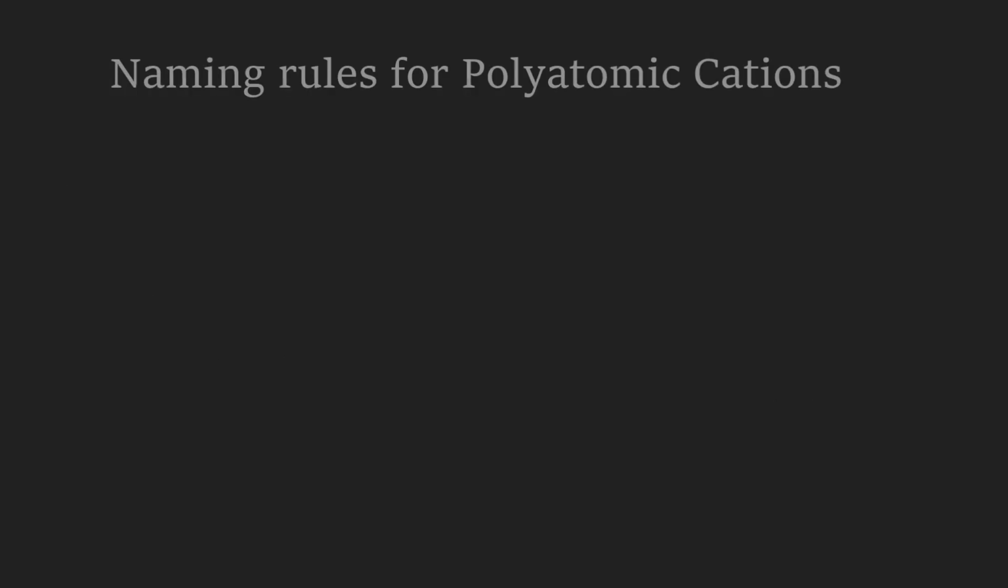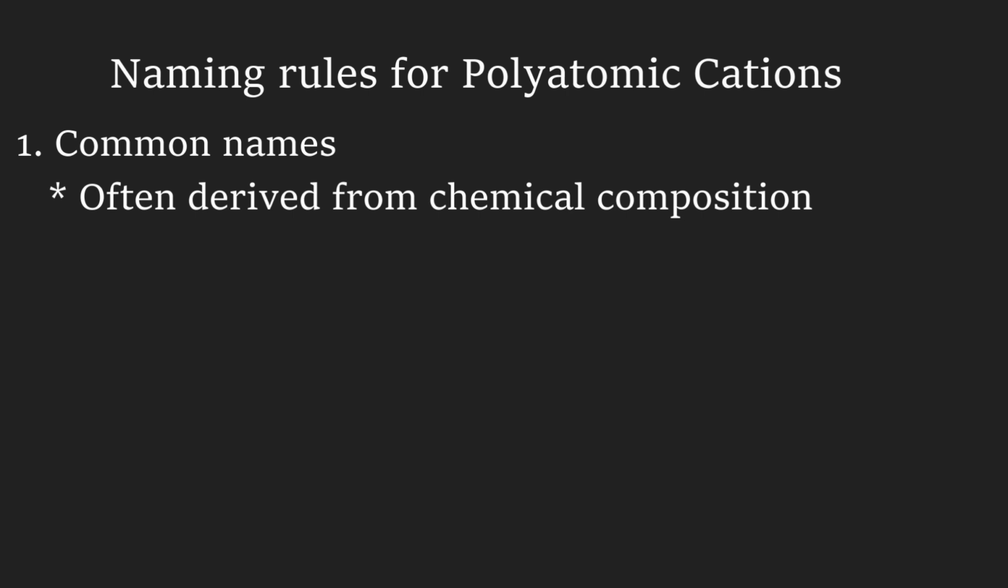Let's start with the naming rules for polyatomic cations. There are two conventions for naming in this case. The first is actually the least satisfying one because it is not very specific. This rule is that many polyatomic cations often simply do not have specific names that follow a strict naming convention. The naming in this case is primarily based on common names, which are unique and widely recognized in the field of chemistry. The names of these cations are often derived from their chemical composition or historical usage, and they are simply accepted as common names in the field of chemistry.